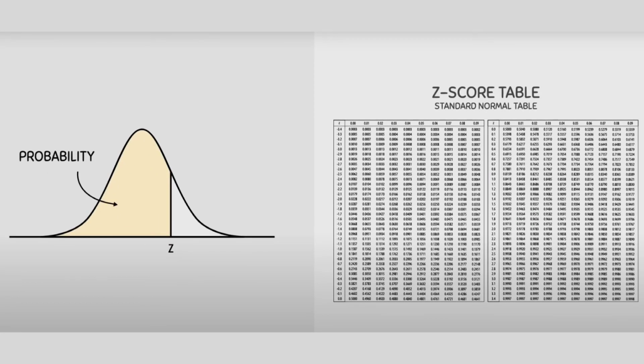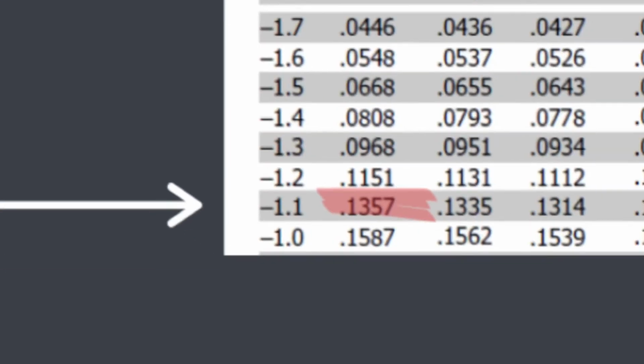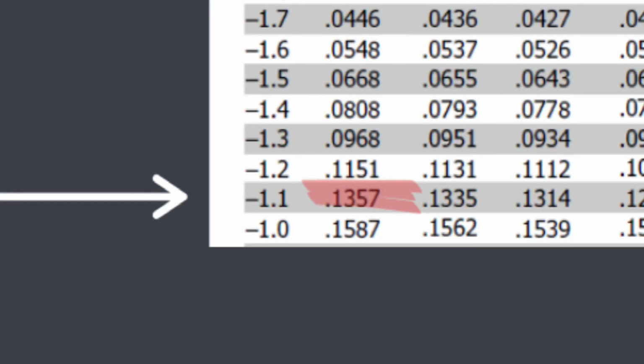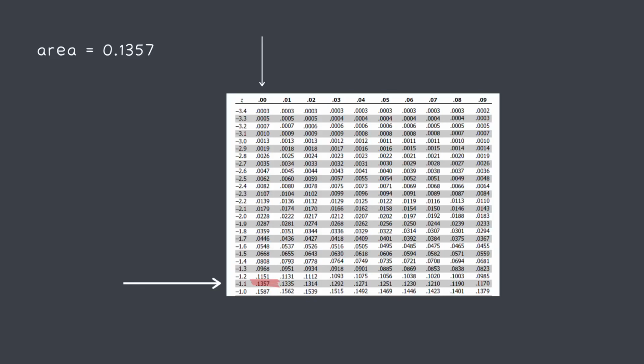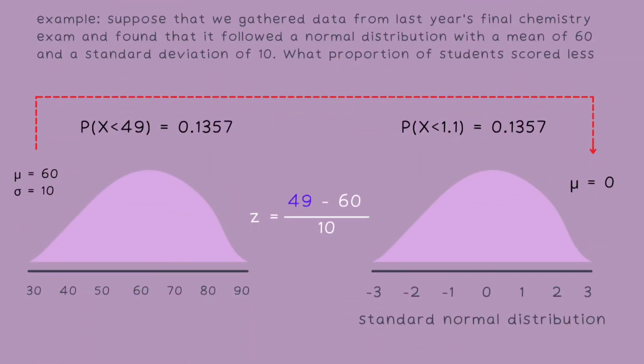Now, we can use the z-score table to determine how much area is associated with this z-score. According to the table, there's an area of 0.1357 to the left of this value. This means that the proportion less than negative 1.1 is 0.1357. This value is in fact the same proportion of individuals that scored less than 49 on the exam.